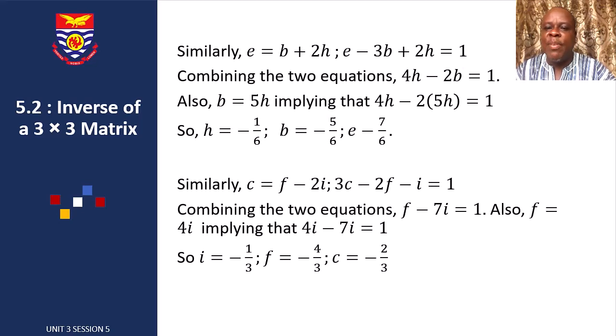And simplifying, we have H to be negative 1 over 6, B to be negative 5 over 6, and E to be negative 7 over 6. Similarly, we'll consider the remaining two equations.